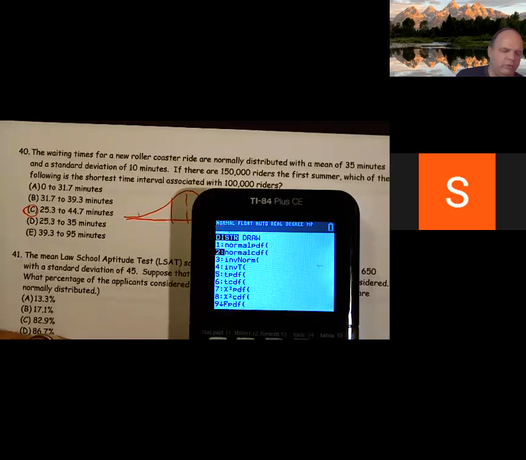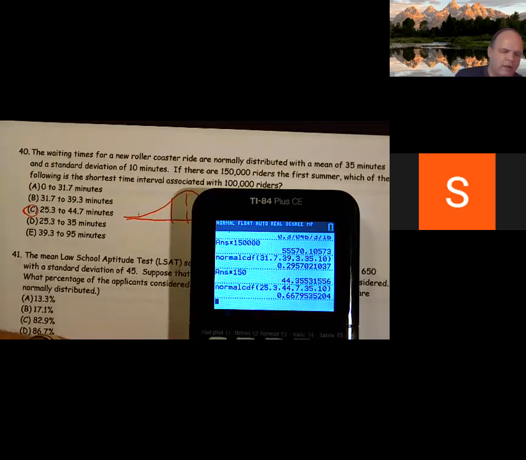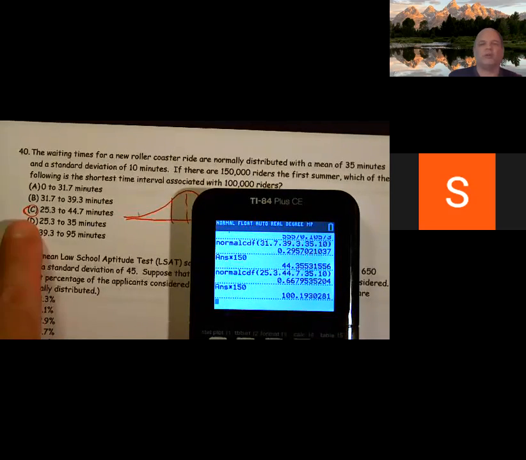It's not that close. I go to the next one, which is the one my best guess was going to be, 25.3 to 44.7. I multiply that times the 150, pretty close to the 100. I'm sure that that's my answer.